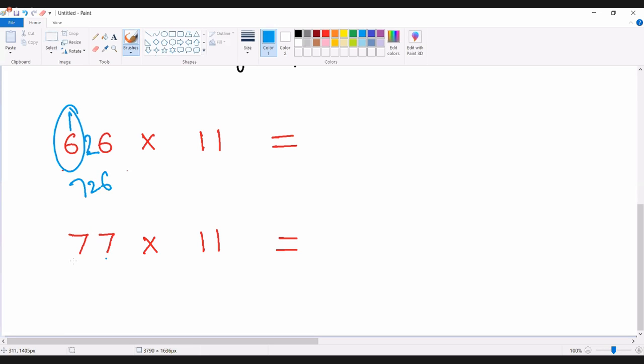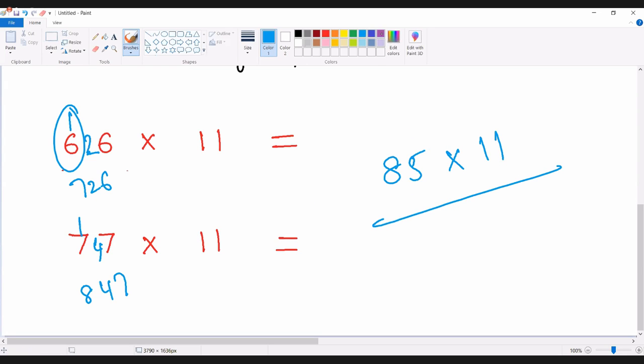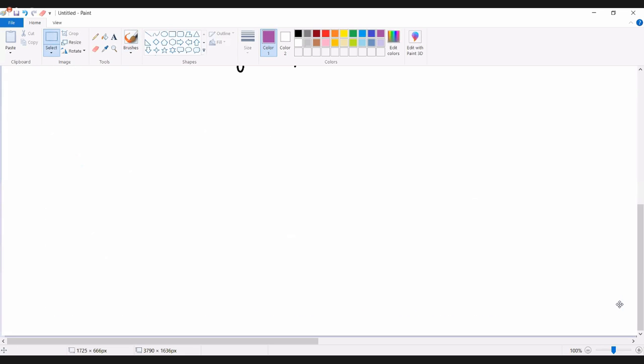What is 7 plus 7? 14. Insert in the middle: 8, 4, 7. So for example, 85 into 11, you want to find out. What is 8 plus 5, my dear? 8 plus 5 is going to be 13. So we can say 935 is the result. That's how we can find out.